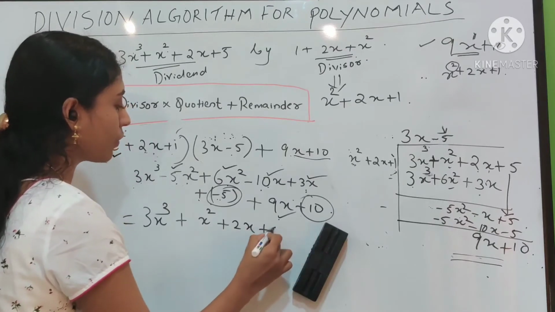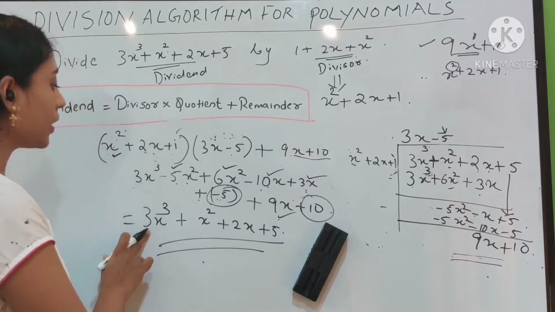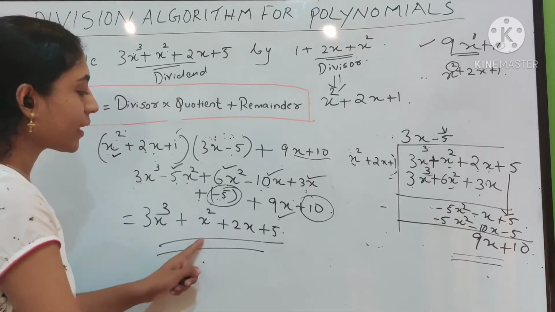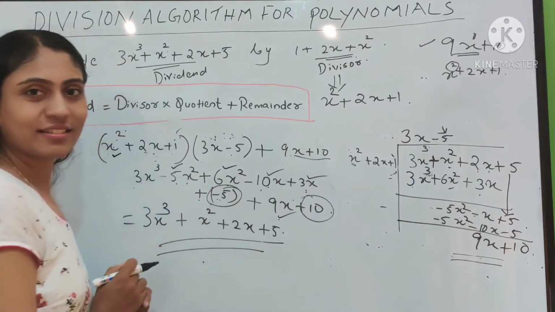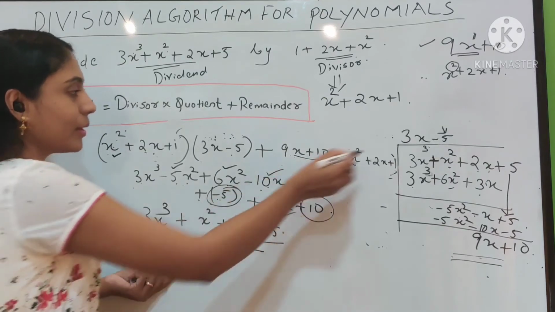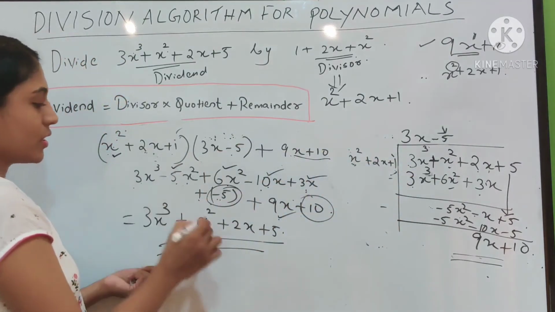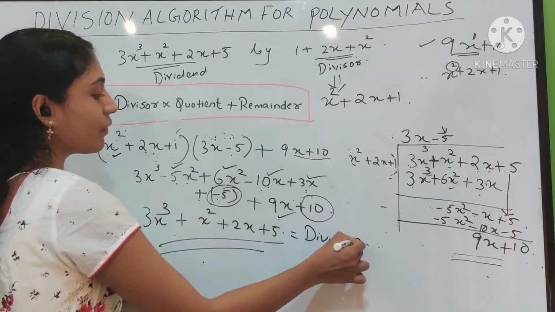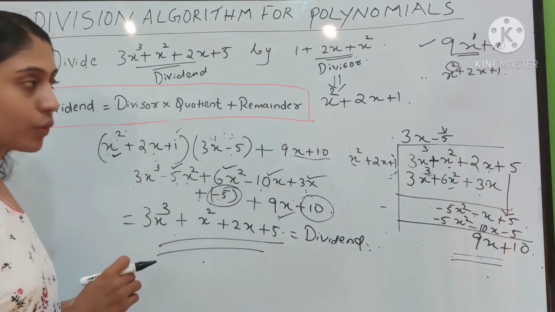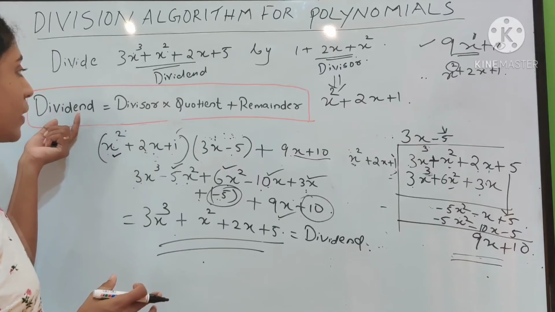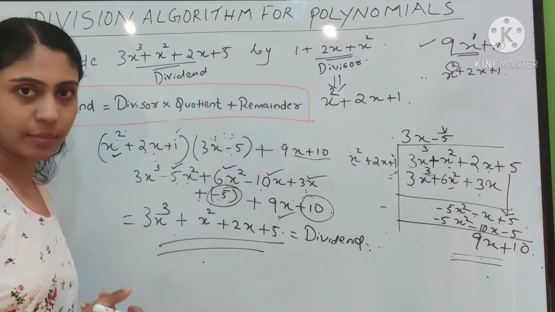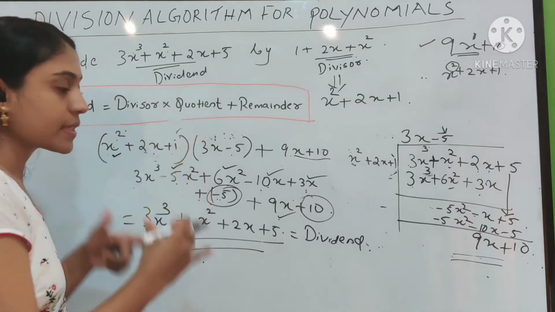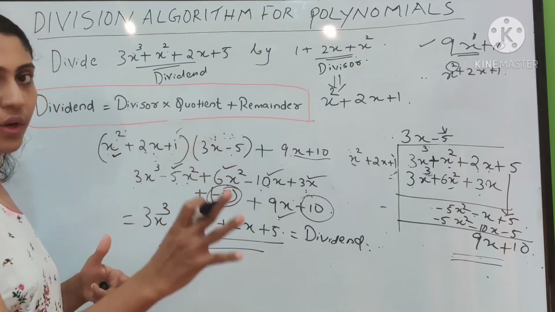Plus 5. So we got 3x cube plus x square plus 2x plus 5, which is nothing but the dividend. Got it? This is equal to the dividend. That means we verified, or we proved, that dividend is equal to divisor into quotient plus remainder. So whenever the question says verify so and so, in the last step you have to write hence verified.